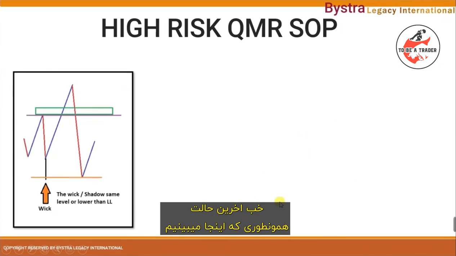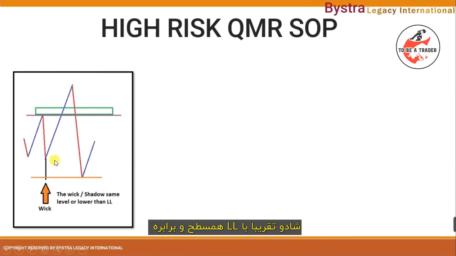Now the last one. As we can see here, the shadow is almost equivalent to the lower low, or even lower than the lower low. It looks like a very beautiful QM pattern as well. We have the left shoulder, we have the high, low, higher high, lower low. But this shadow, this is what we don't want it to be.